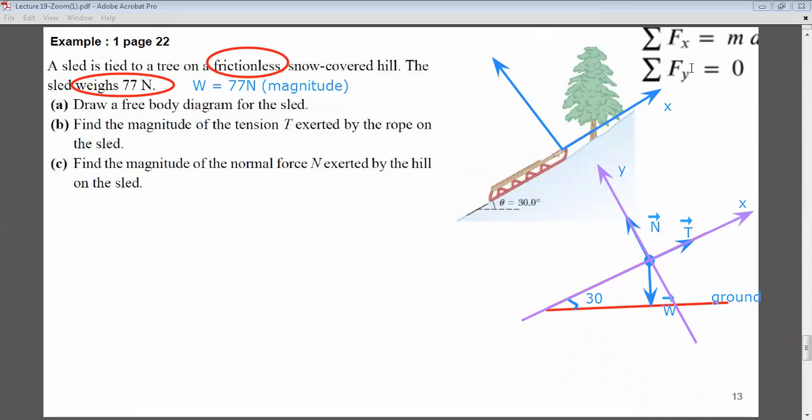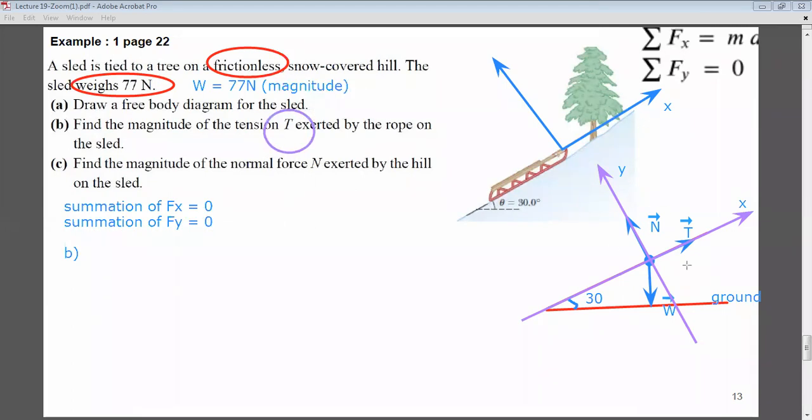Now, what are my two formulas? My two formulas are: I have to write summation of Fx is equal to ma. But how much is the acceleration? Acceleration is 0 because the object is not moving. So this is equal to 0. Okay. And summation of Fy is also equal to 0. Now, in part B, what does he want me to calculate? Find the magnitude of the tension exerted by the rope. So he wants me to calculate the tension.